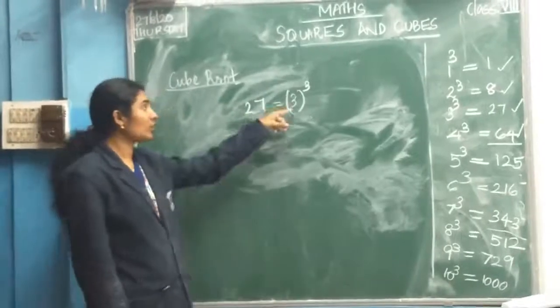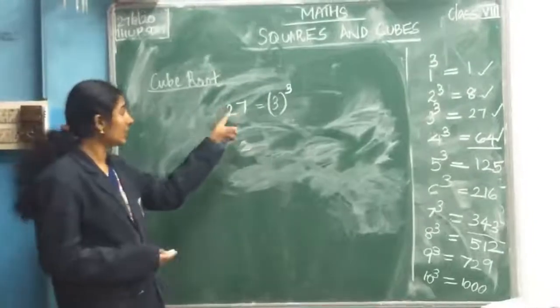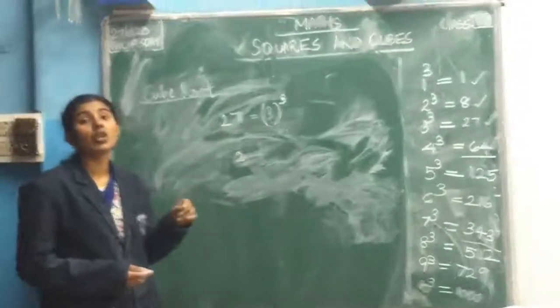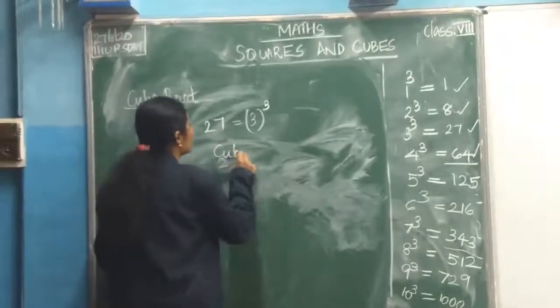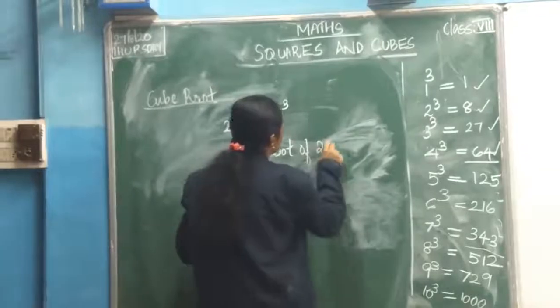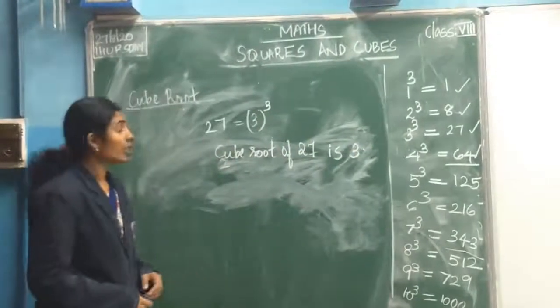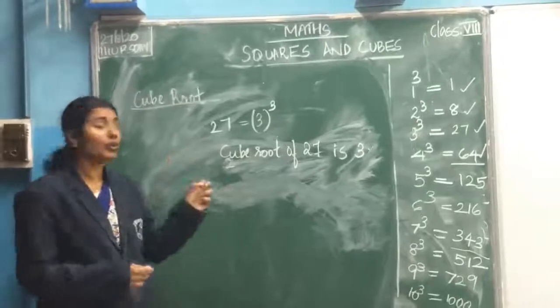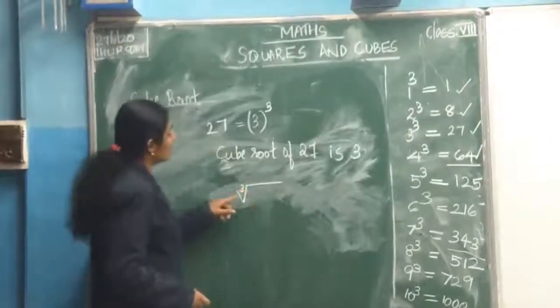So which number, when you multiply it 3 times, gives this given number? 3 multiplied 3 times gives 27. So what is the answer? The cube root of 27 is 3. To represent the cube root, we should use this symbol.